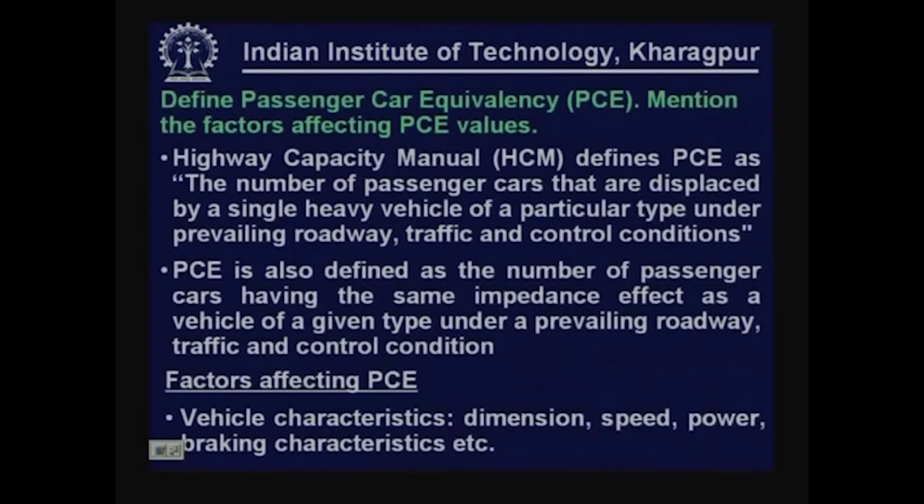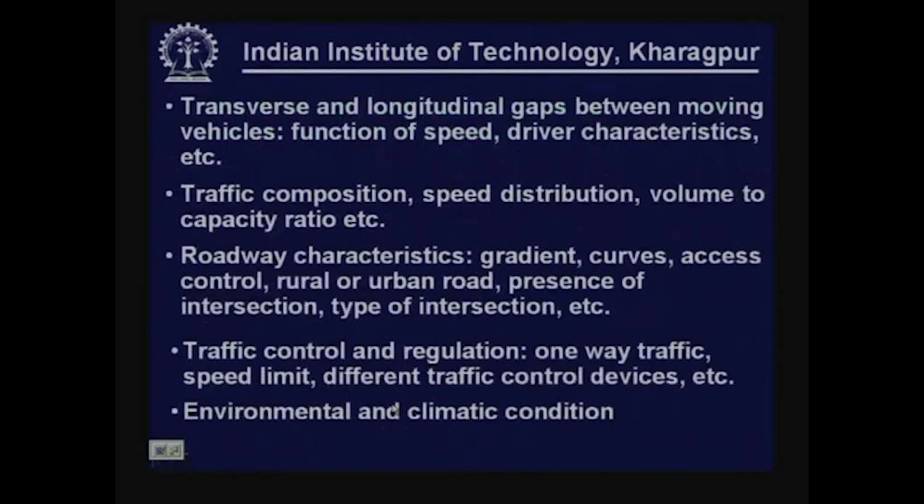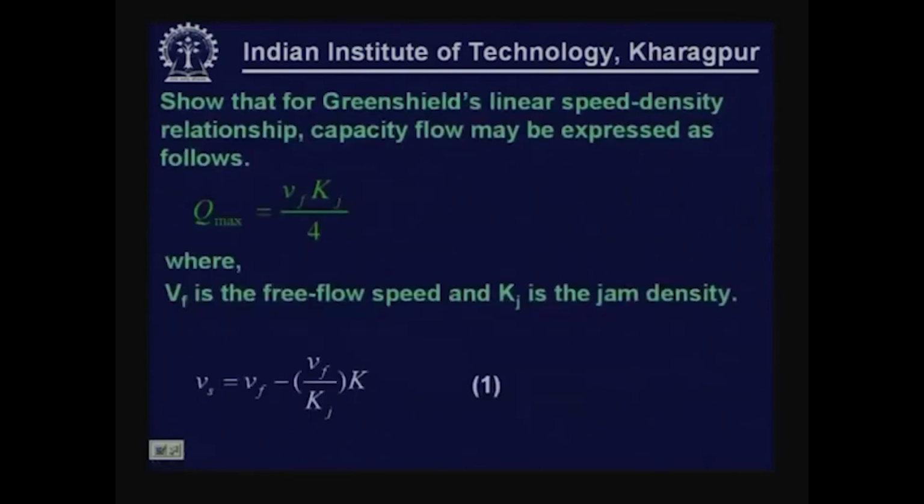PCU: you know that for mixed vehicles, we try to express them as a single vehicle type using the concept of PCU. It is the number of passenger cars having the same impedance effect as a vehicle of a given type under prevailing roadway, traffic and control conditions. Factors affecting PCU are vehicle characteristics, transverse and longitudinal gaps, traffic composition, speed distribution, volume to capacity ratio, roadway characteristics, geometrics like gradient and curves, access control, traffic control and regulation, and environmental and climatic conditions.